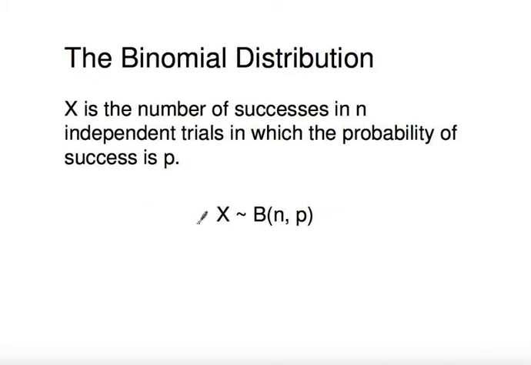So when we work with a binomial distribution, if X is the number of successes in n independent trials in which the probability of success is P, we must define the discrete random variable X using this statement that I have highlighted in the box. So we just replace n with the number of trials for the particular example and p with the particular probability.